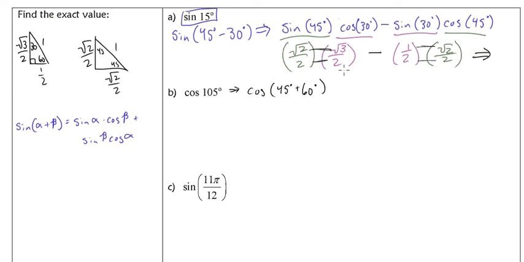And so that's going to be, now using our formula, cosine of A plus B gives us the cosine of A times cosine B, minus, remember cosine is going to be the opposite of the sign inside the parentheses, minus sine A times sine B.